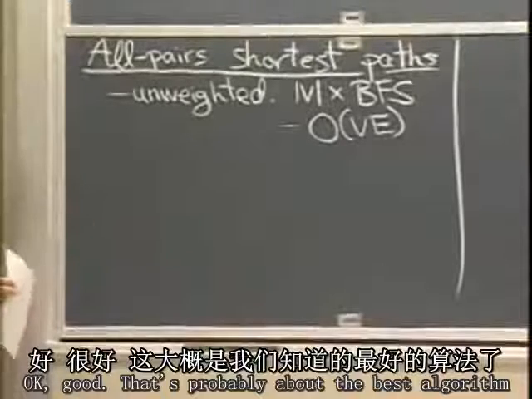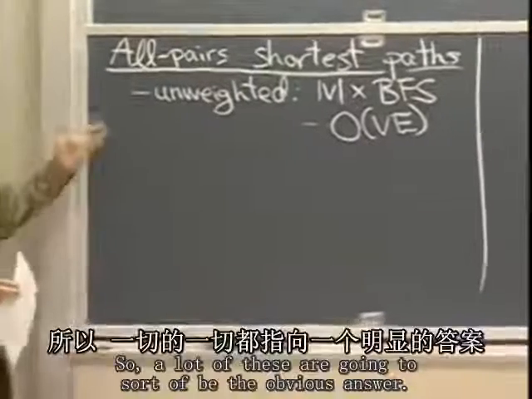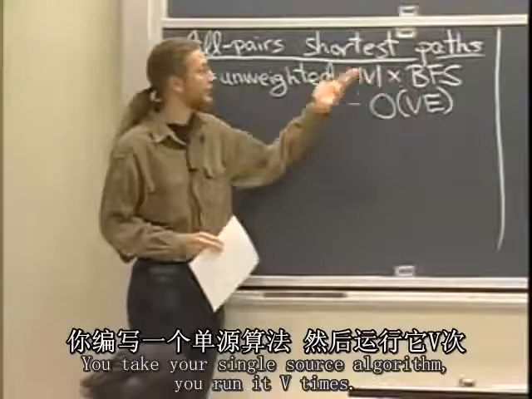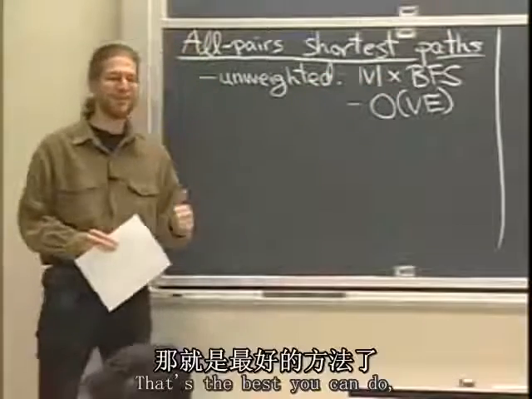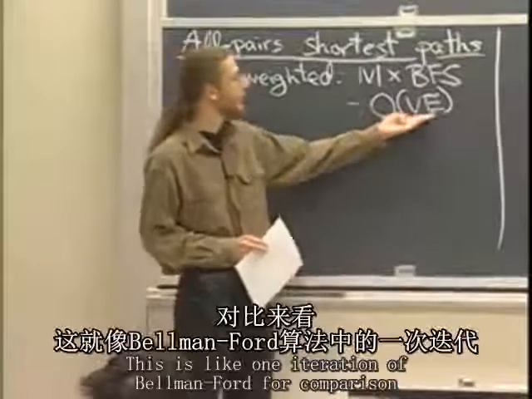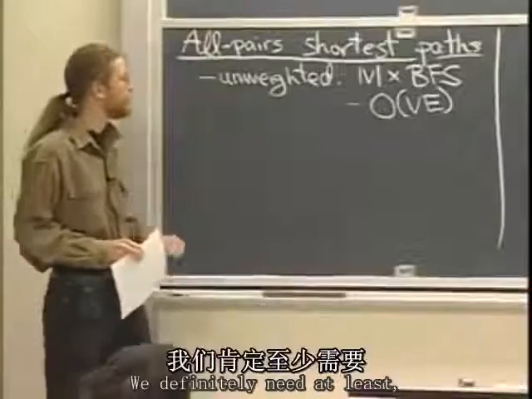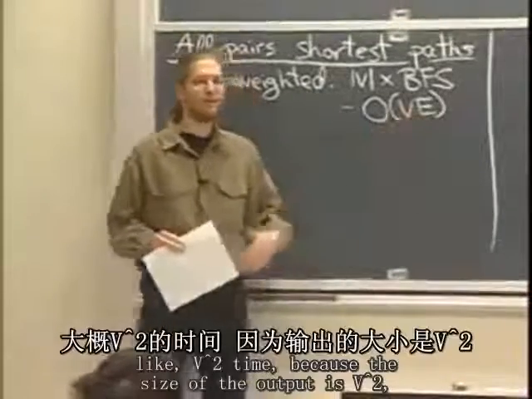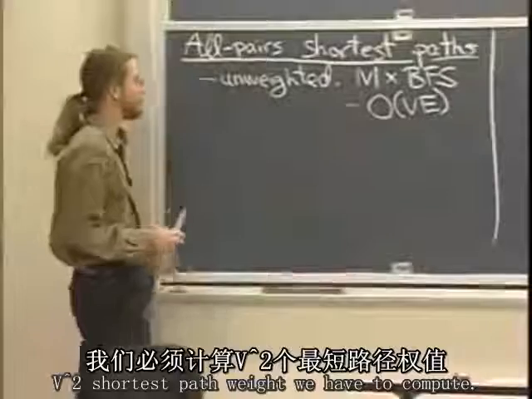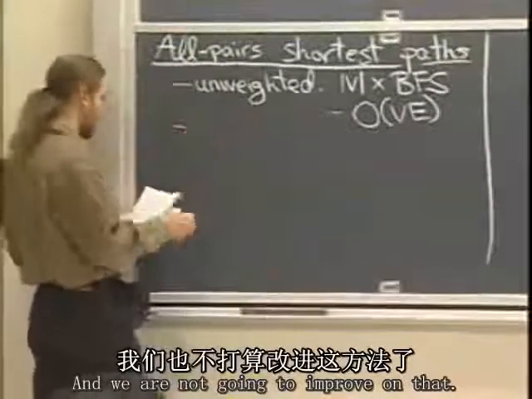That's probably about the best algorithm we know for unweighted graphs. So a lot of these are going to be the obvious answer. You take your single source algorithm, you run it V times, that's the best you can do. Or the best we know how to do. This is not so bad. This is like one iteration of Bellman-Ford for comparison. We definitely need at least V squared time because the size of the output is V squared. It's V squared shortest path weights we have to compute. So this is not perfect, but pretty good. And we're not going to improve on that.